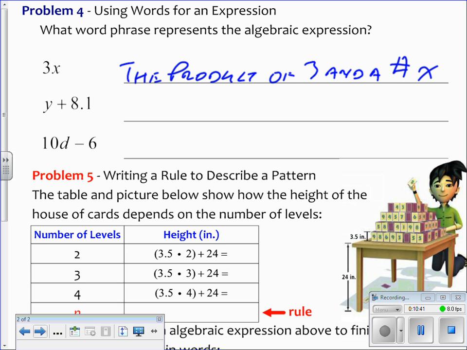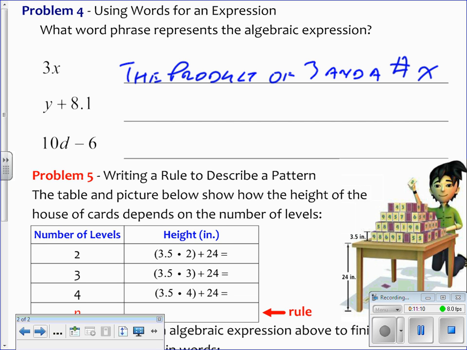Y plus 8.1. I have several options for this one. I could write y plus 8.1 and just write it out. I could put another word for addition. It would be the sum of 8.1 and the number y. Could be 8.1 more than y.